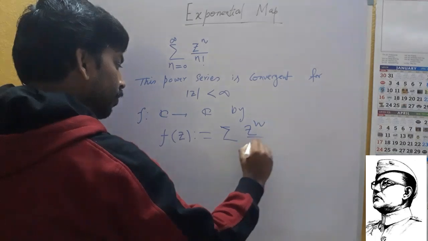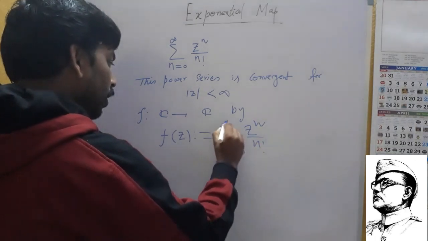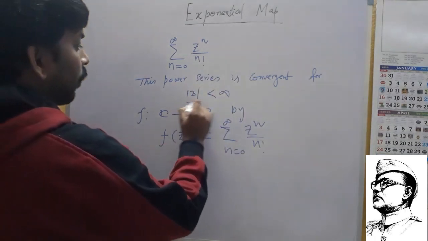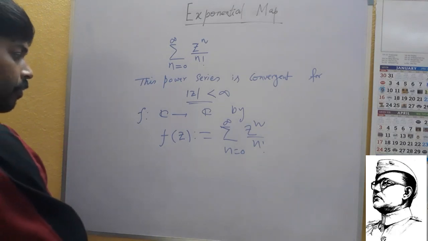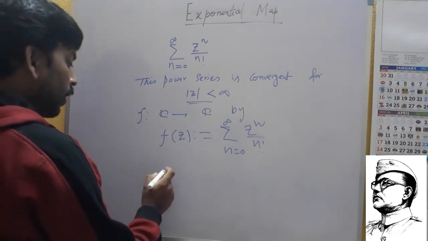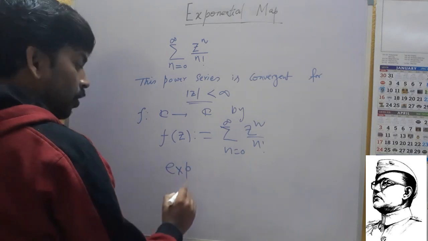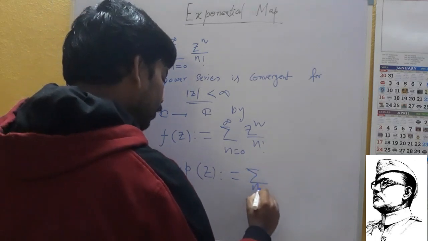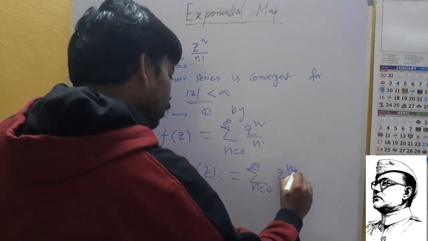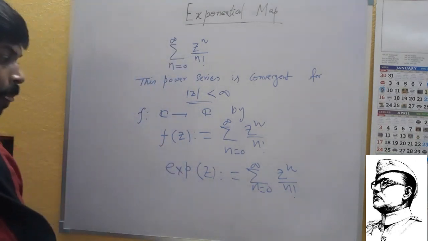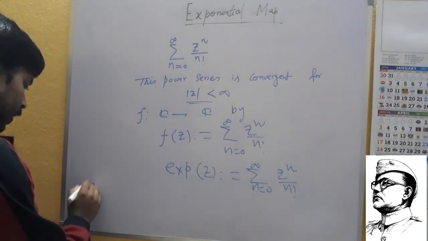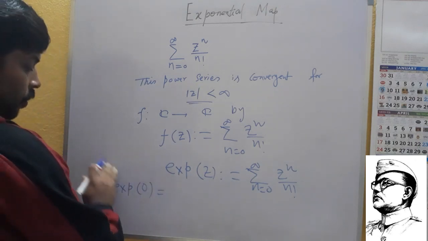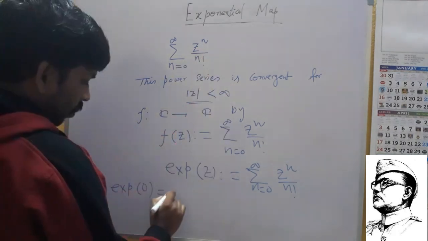This definition is well defined because this power series is convergent for every finite z. And this function is denoted by this symbol, exponential of z. So the first property we have observed is: what is the value of exponential of 0? If we put z equal to 0 here, then we see that it is 1.